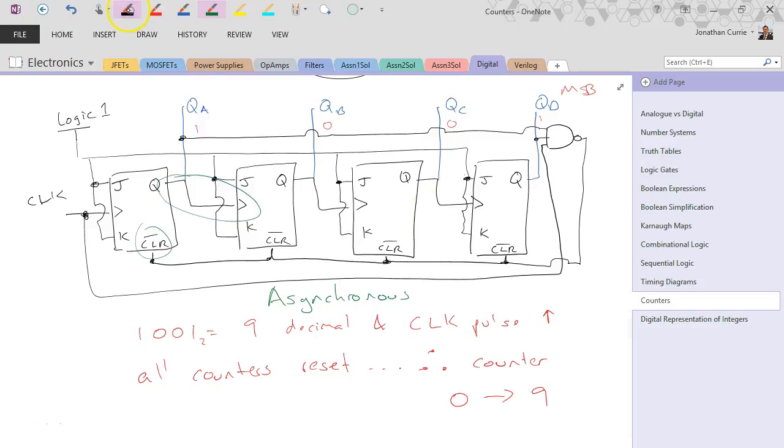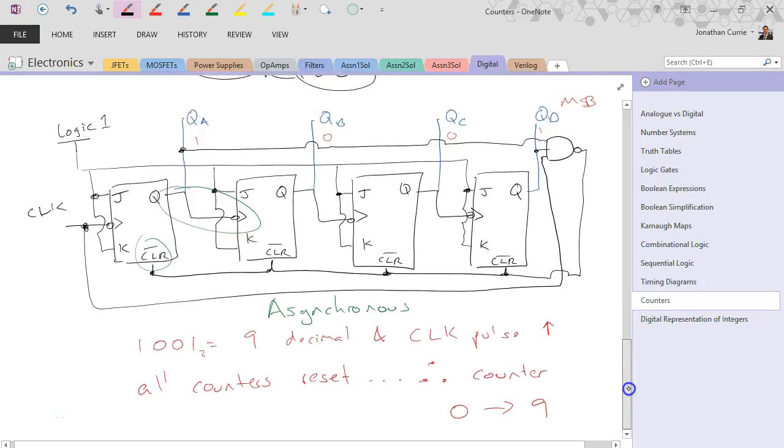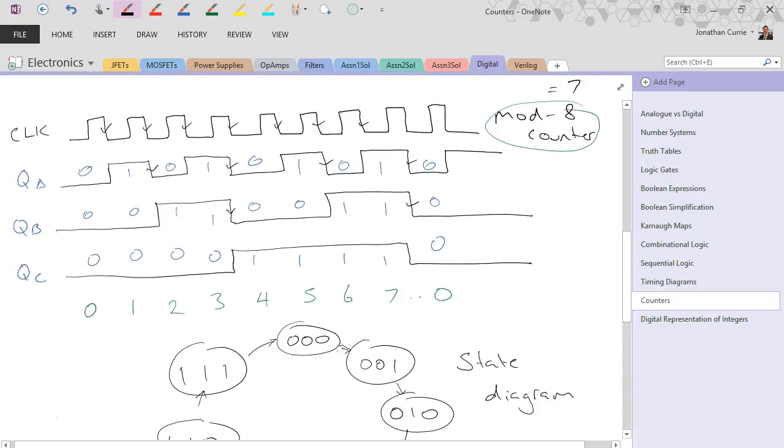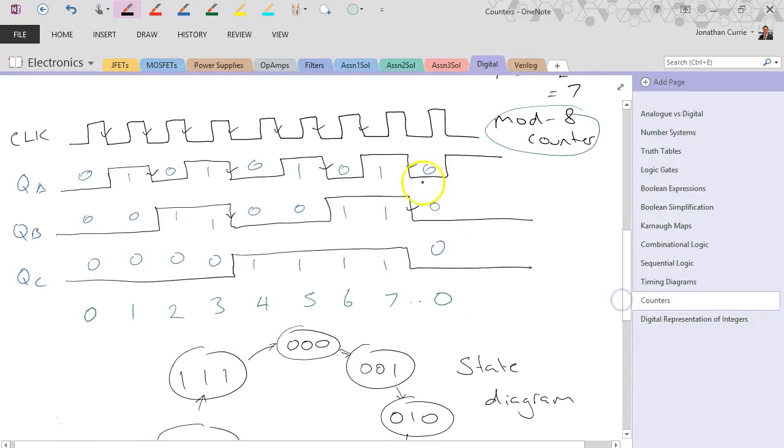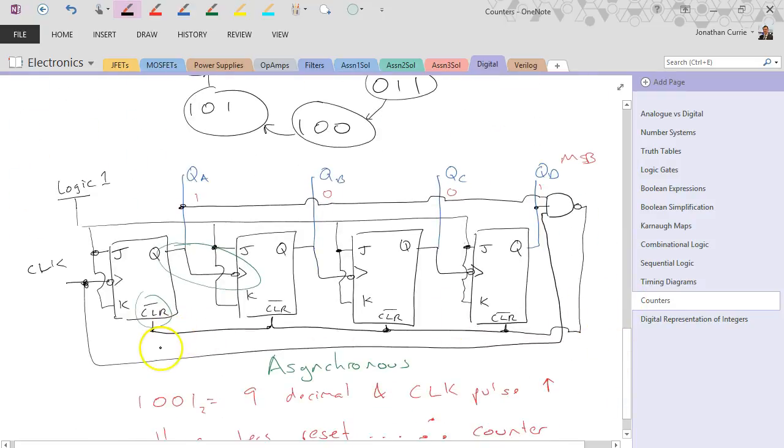And sorry, I should have drawn falling edge detection for the JK flip-flops here to get this to function as we saw here. So this will continue counting with the 4 bits until the diagram reaches the stage 1001, at which point all the outputs would be reset to 0 at the next clock edge, which is why this also comes through to the AND gate. Then it continues counting again from 0.